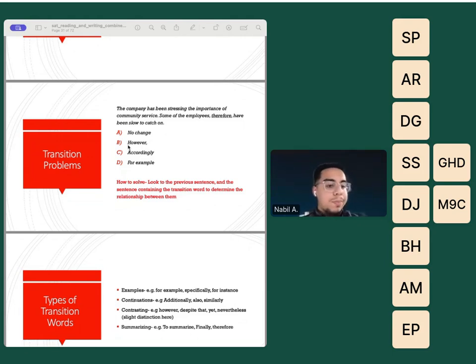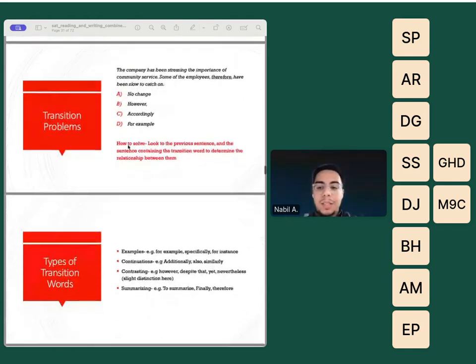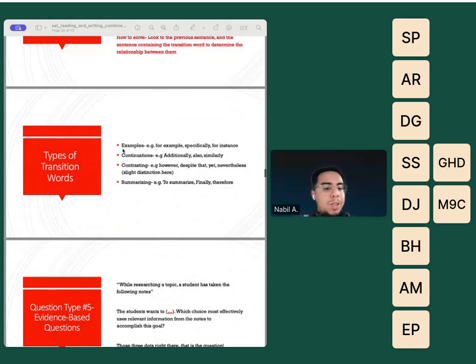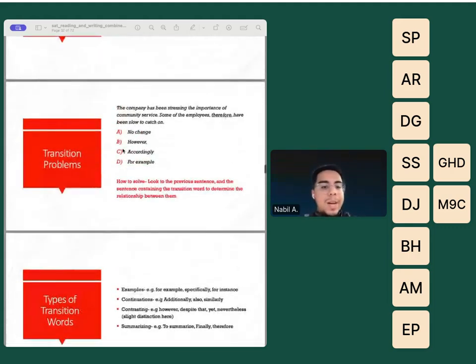contrasting transition. It's however. If we had a continuing transition, that would be a little bit tricky because then we would have to see, okay, I like to group all these into continuing ideas. So examples, continuations, summarizing. You also have the chronological, so first, second, third, fourth. Those are also considered transitions. So really it's just identifying in the passage: do we have continuing ideas, contrasting ideas, and whether or not a continuing or contrast transition will be needed?